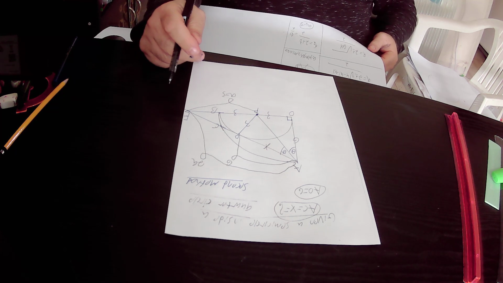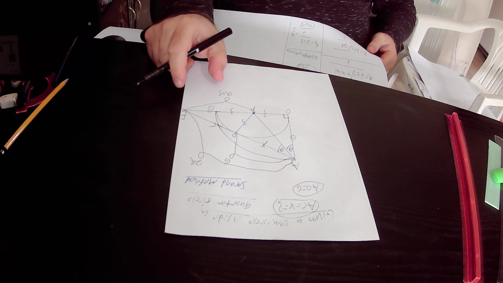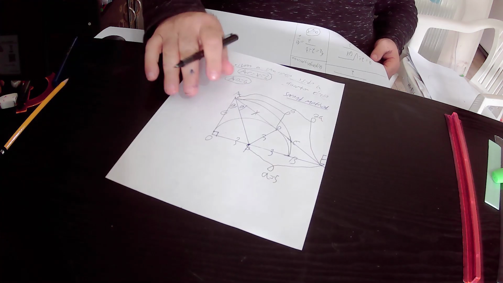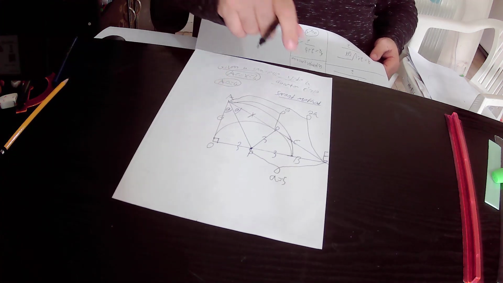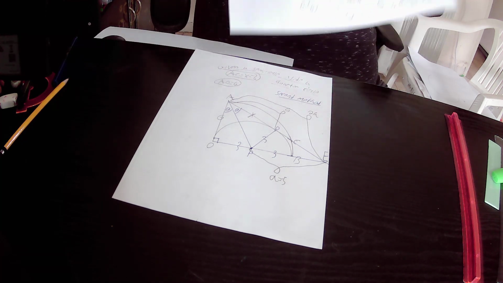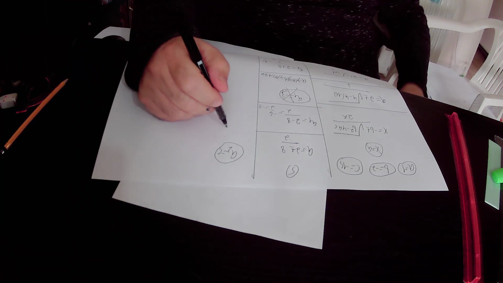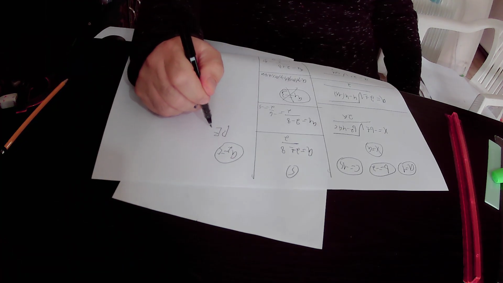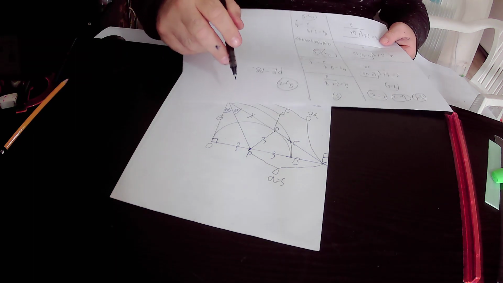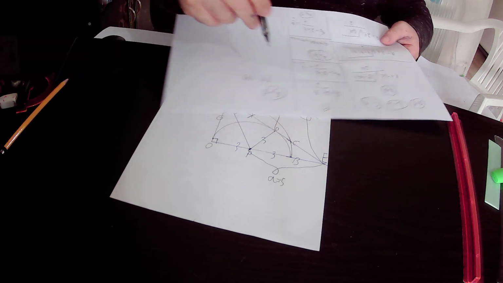And what is the length of line segment BE? From the drawing it is very easy to see that BE equals PE minus PB. PE minus PB equals BE.